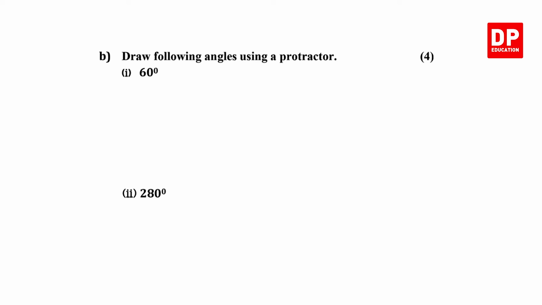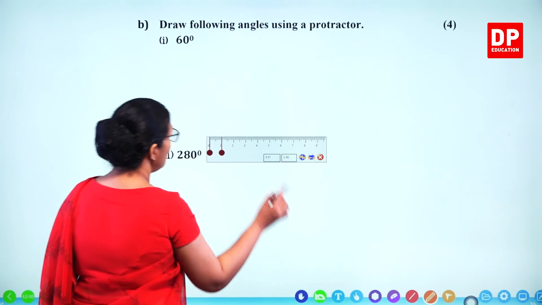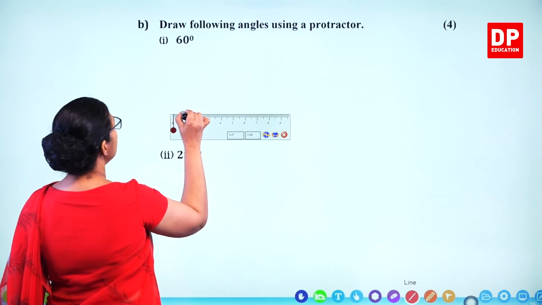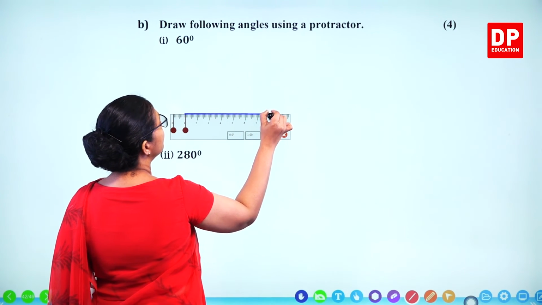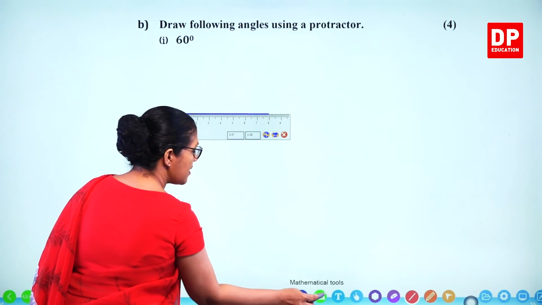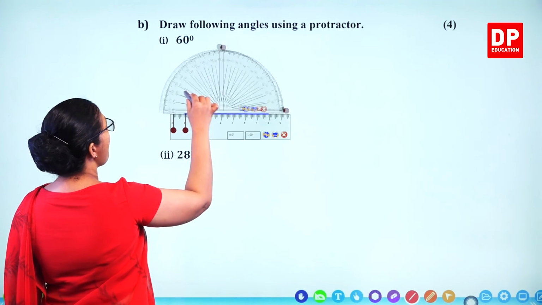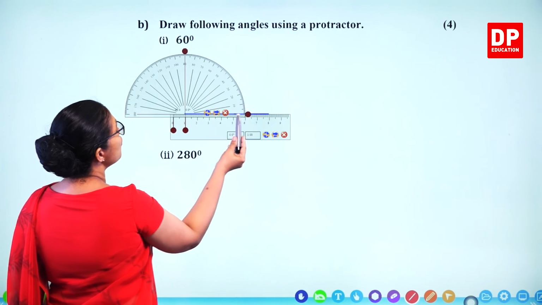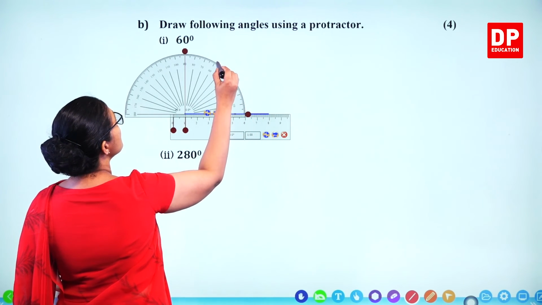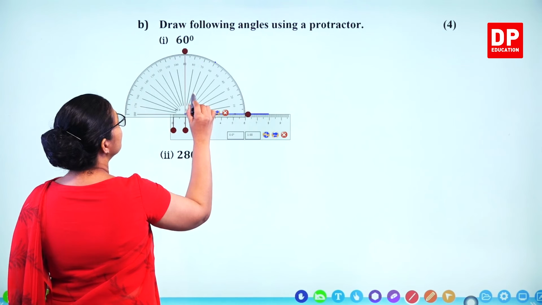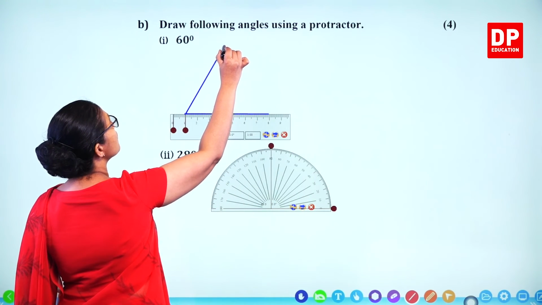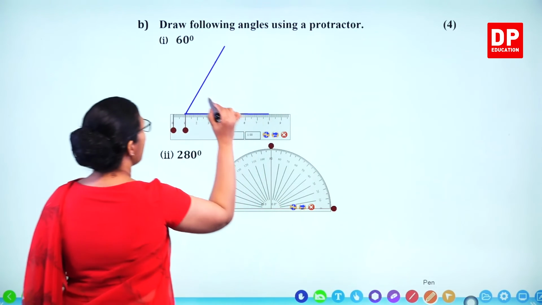And draw the following angles using a protractor. So we'll use a protractor and the ruler you need. First you draw a line. We'll start from here. And you have to draw a 60-degree angle. Take the protractor and keep on top of this one point. And you have to measure 60 from this side. So 60 is here. Now you can connect this point with this one. So that's 60-degree angle.